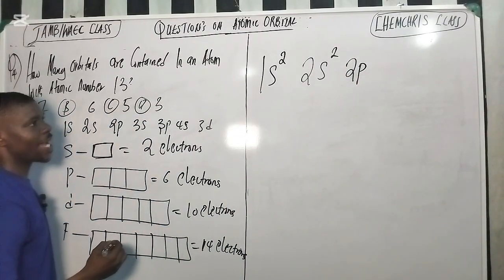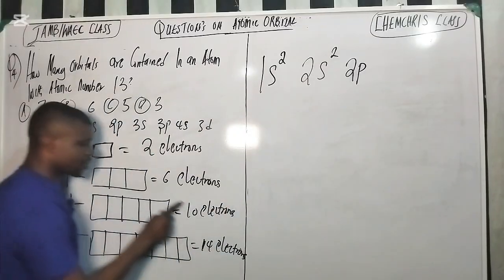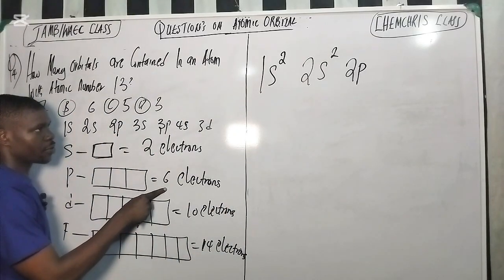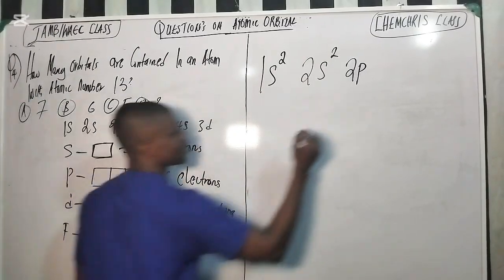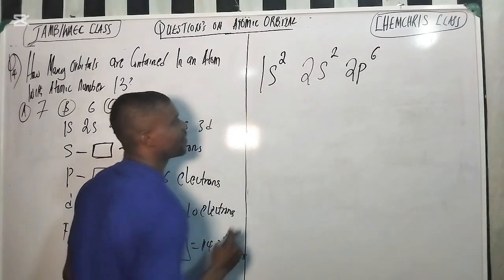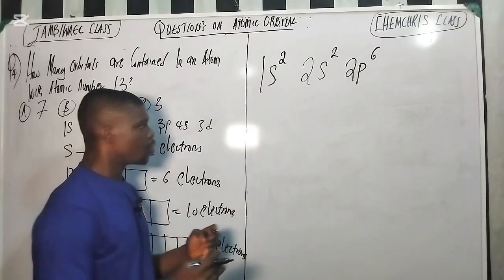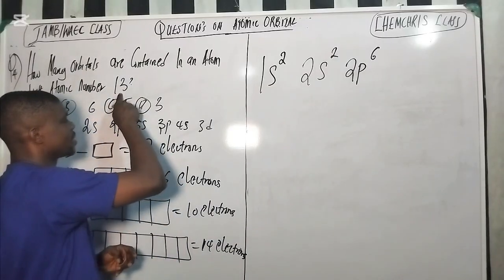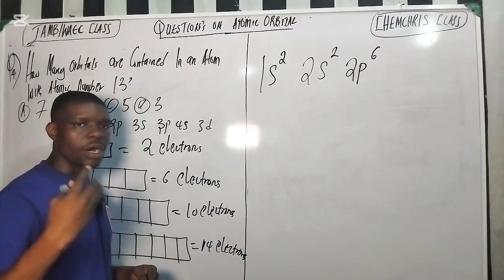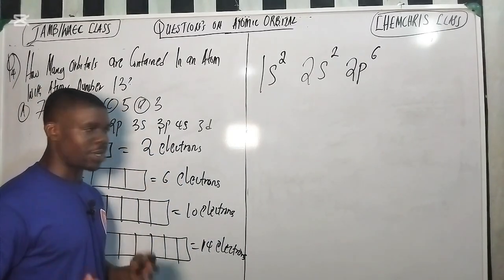2p, right? P will accumulate electrons, 6 electrons. So I'll put 6 here. Calculate everything. Everything is now 10. We still have 3 left because here is 13. So 13 minus 10, here we still have 3 more electrons.